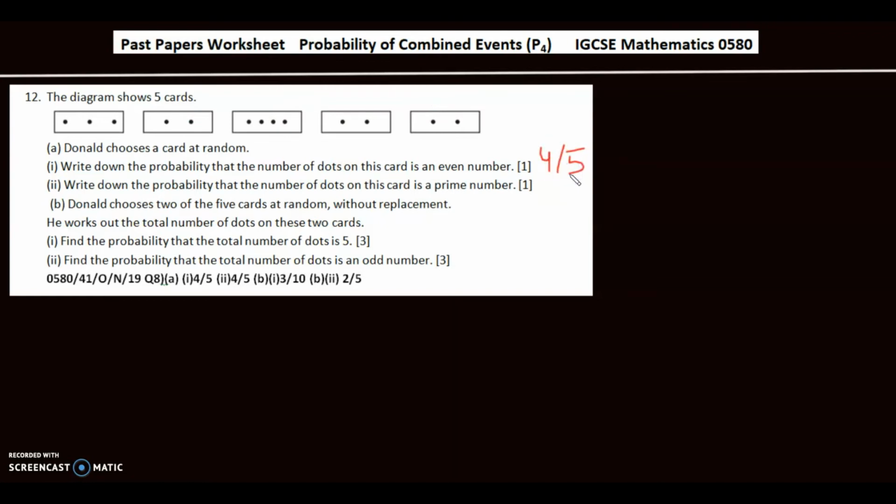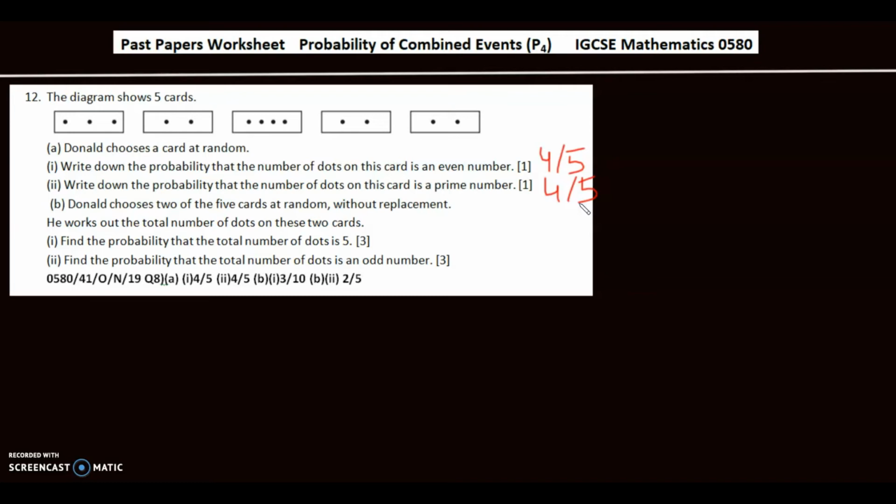After that, write down the probability that the number of dots on the card is a prime number. I see 1, 2, 3, 4 prime numbers. So 4 upon 5 is again the answer. Part B. Donald chooses 2 cards at random without replacement. He works out the total number of dots on these cards. Part 1. Find the probability that the total number of dots is 5.